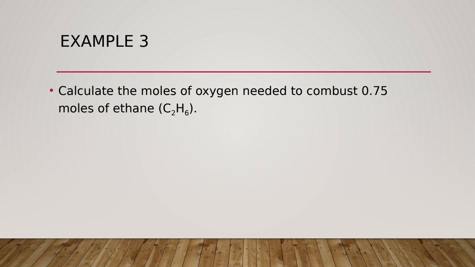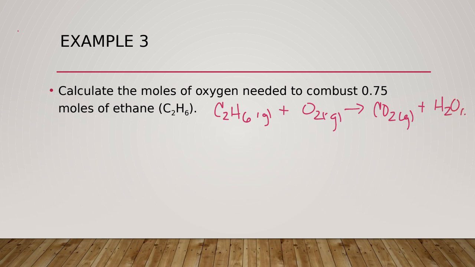Here's a last example that we'll do, setting up a mole ratio. So it says calculate the moles of oxygen needed to combust 0.75 moles of ethane. So let's set up our reaction. So we always assume complete combustion unless they tell us otherwise. So ethane would be a gas. We're going to react that with some oxygen gas. And if it's complete combustion, we're going to create CO2 gas. And we create water in the liquid form, which quickly evaporates. We need to balance this.